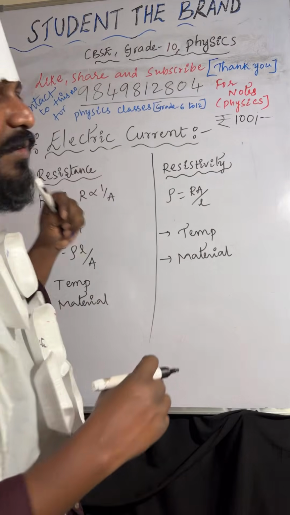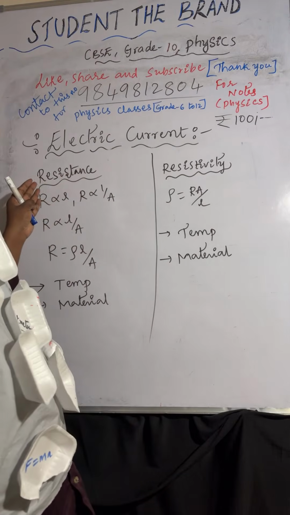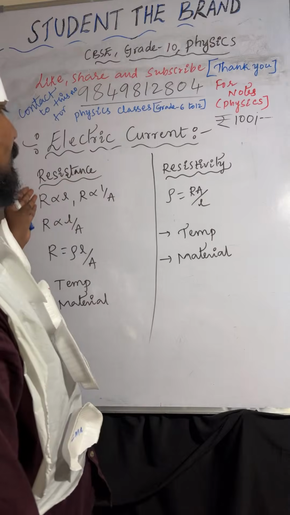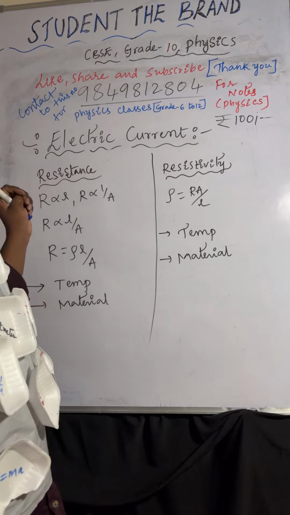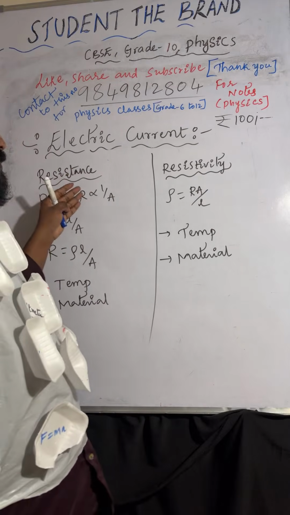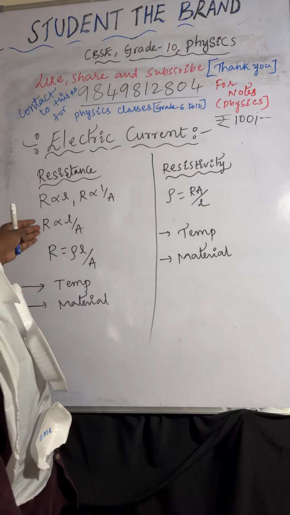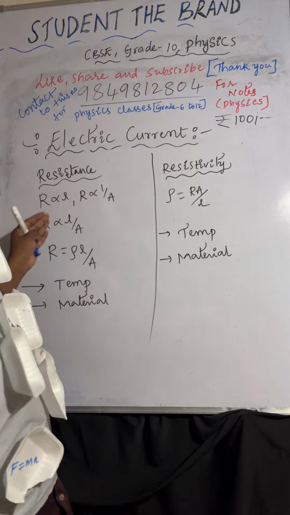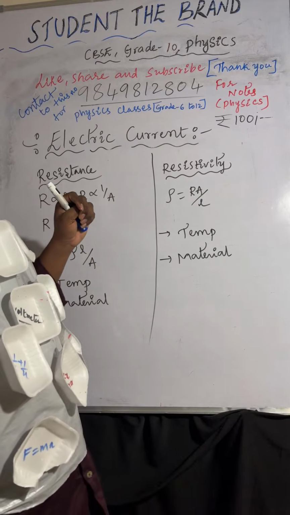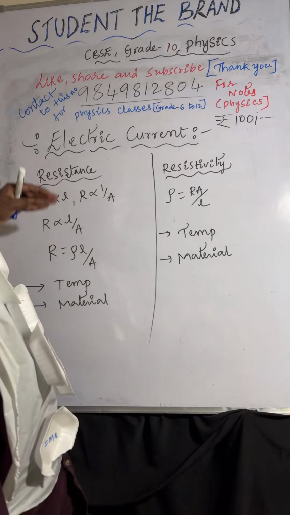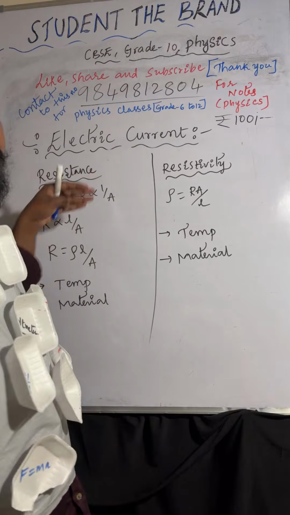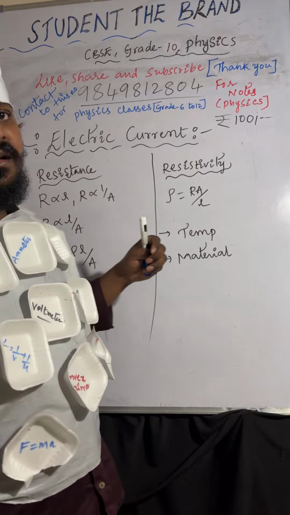Resistance and resistivity. Resistance is directly proportional to the length of the conductor. Resistance is inversely proportional to the area of cross section. R is directly proportional to L by A, R equal to rho into L by A. Resistance depends on temperature and on the material of the conductor.